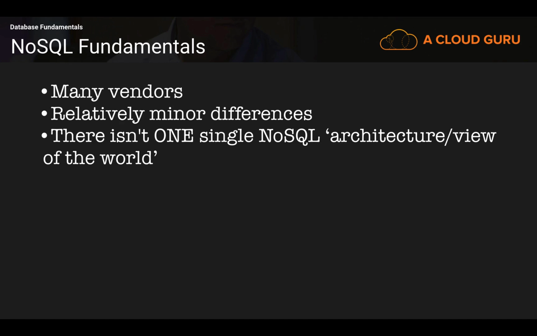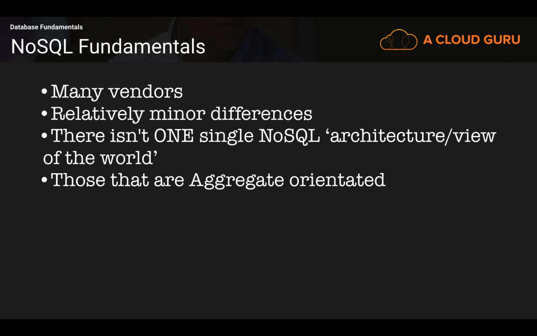NoSQL isn't a single architecture or view of the world from a data modeling perspective. NoSQL can be defined as a set of products that aren't relational, which cover many different products and architectures. The NoSQL world can be split into two main groupings, those which take an aggregate-orientated view of the world and those which don't. So what do I mean by that? Aggregate-orientated database products deal with blocks of data in groups, and that's their aggregate. This aggregate might be simple, like a key-value pair, or it could be a large, complex JSON document.